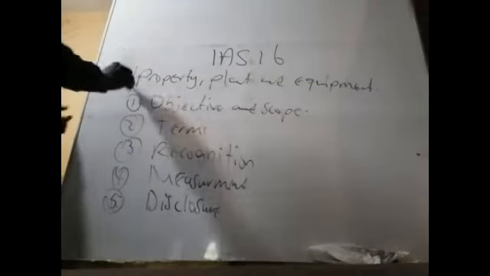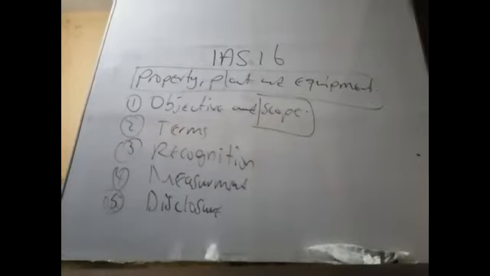Number five, sorry, you should know the disclosure requirement. So disclosure. So if you pick every standard, these are the 5 or 6 items that you should know about every standard. So the objective of IAS 16 is to prescribe the correct accounting treatment of what? Property, plant, and equipment. For instance, the recognition, the measurements, and so on.